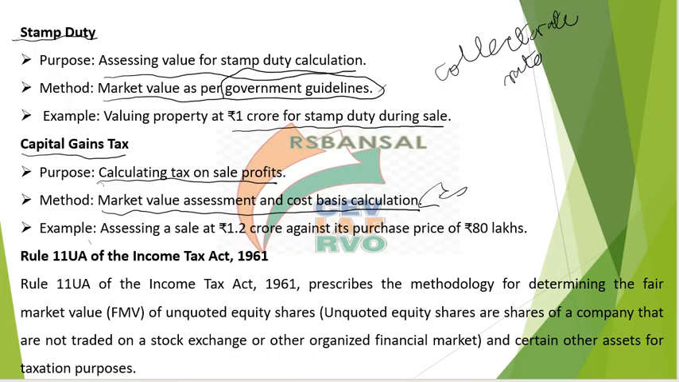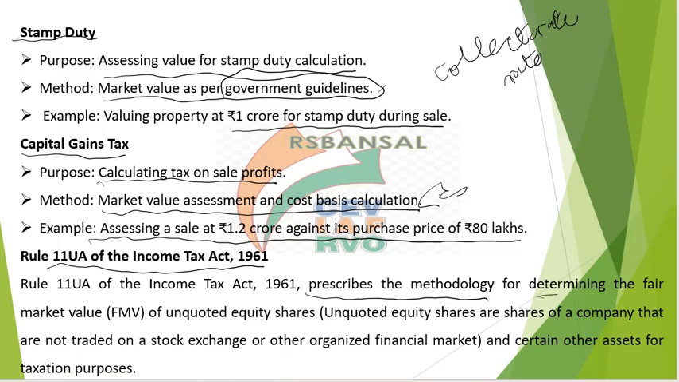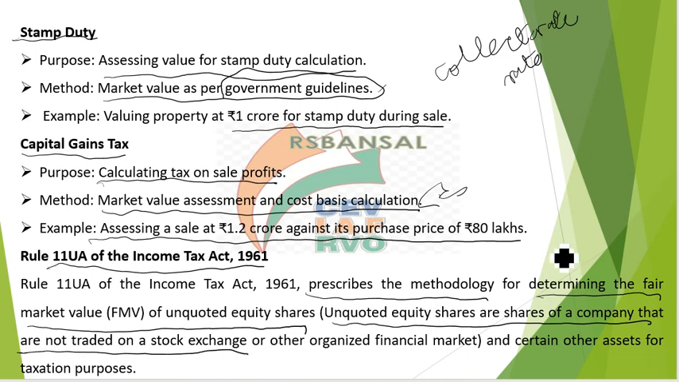For example, assessing a sale at rupees 1.2 crore against a purchase of 80 lakh. Then valuation under Rule 11UA of the Income Tax Act 1961. This Act particularly prescribes the methodology for determining the fair market value of unquoted equity shares. So what are unquoted equity shares? Unquoted equity shares are the shares of a company that are not traded on a stock exchange or other organized financial market, and certain other assets for taxation purposes.